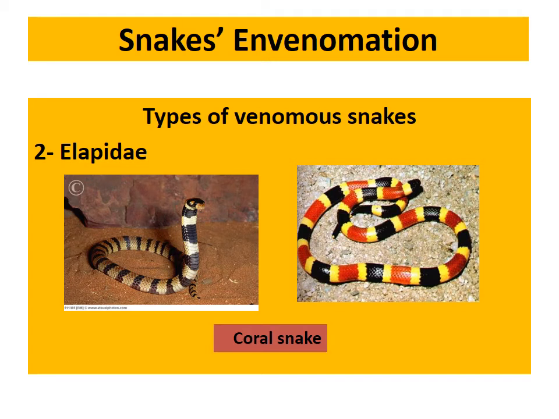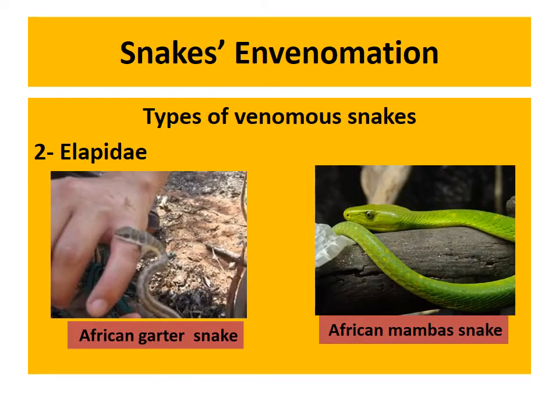The coral snake, which belongs to the Elapidae family, is not endemic in Egypt. It's mainly in the United States, and they say that white and black, poison lack; red and yellow, kill a fellow. It means that even in the same type of snake, one snake could be more poisonous than the other. Other examples of snakes belonging to this family: the African garter snake, as we see, a smaller snake, and the African mamba snake, which is very poisonous.